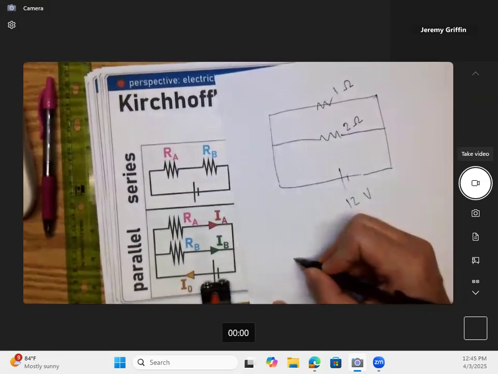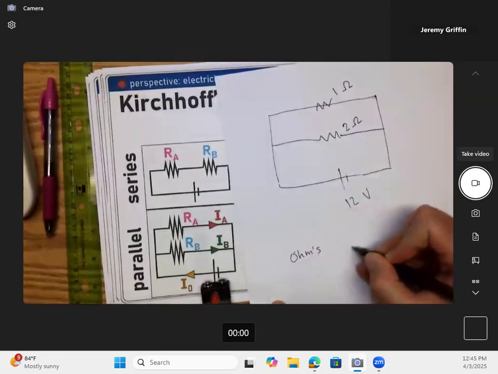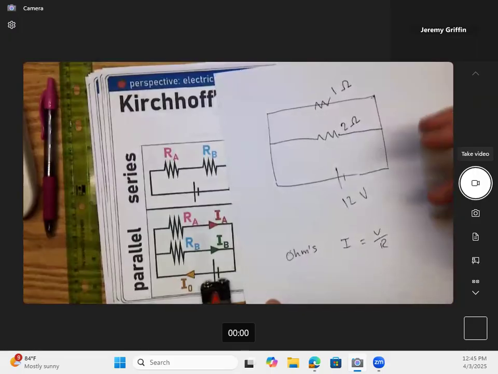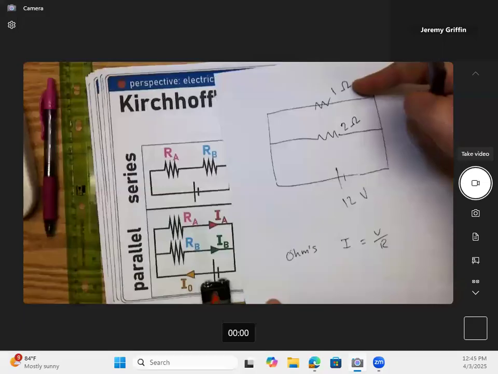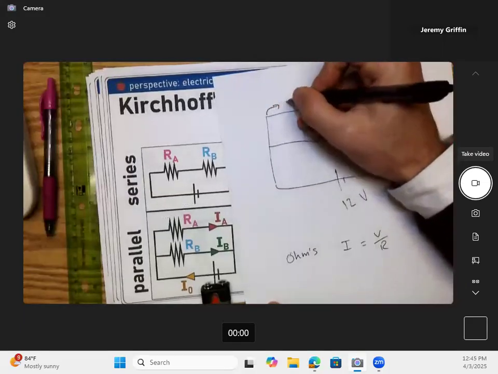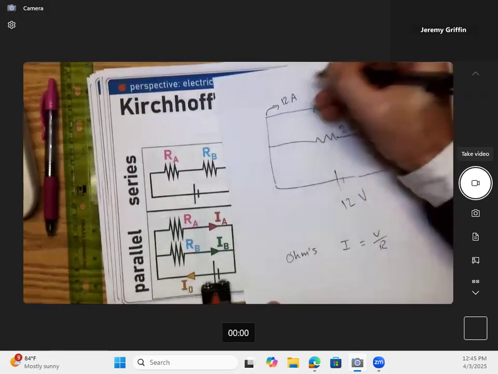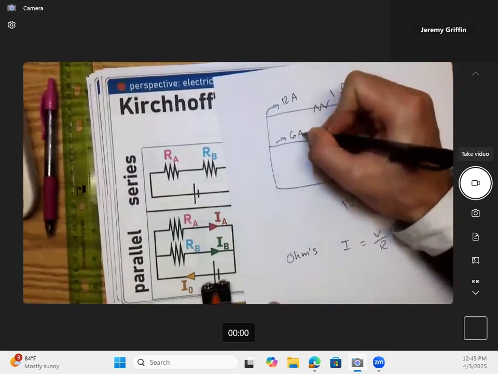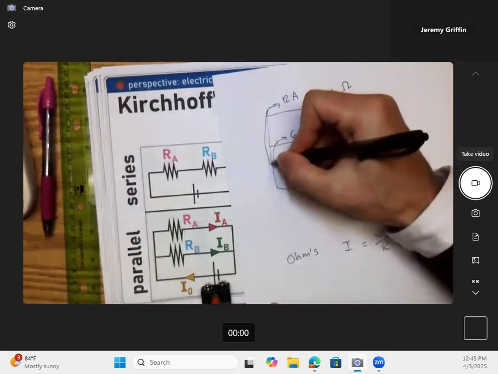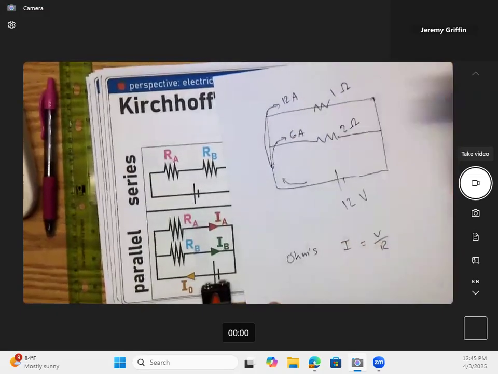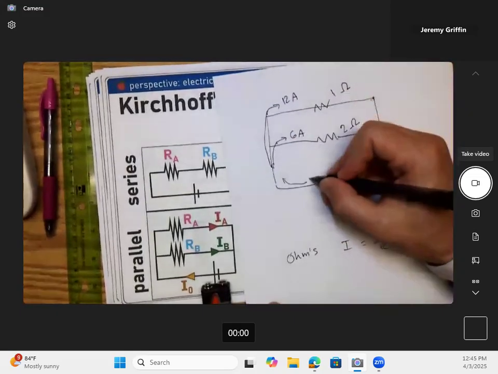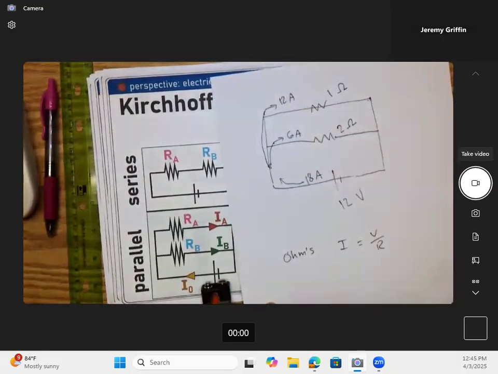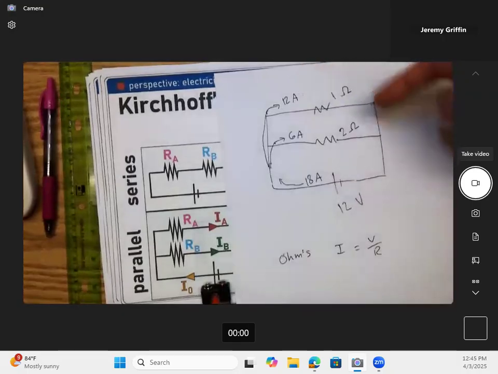Okay. And let's do Ohm's law. Ohm's law. Okay, go I equals V over R. Okay. So what is 12 volts divided by 1 ohm? So I have 12 over 1. Is that 12 amps? And what's 12 divided by 2? That'd be 6 amps. Okay. So how much total current is there leaving the battery? 18 amps. You guys see it has to be 18 amps? 18 cars. 6 cars split that way, 12 cars split that way. Okay. You can see how more current goes through the path of least resistance?